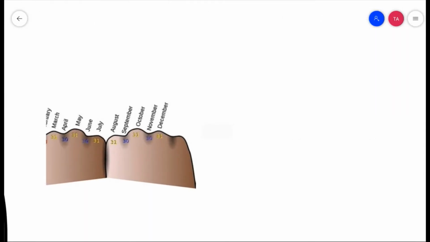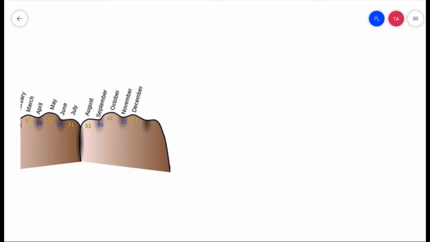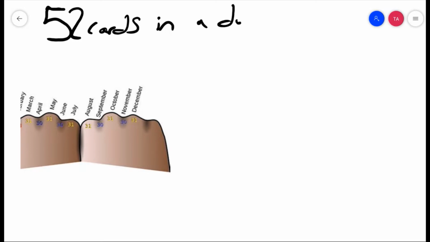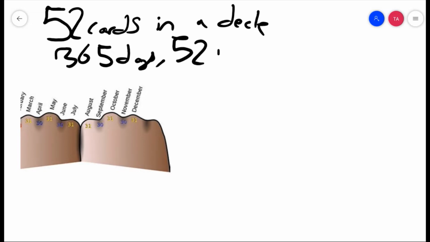Next up, there's a few important pieces of information that you should know, because the UCAT just expects you to know this. So there are 52 cards in a deck. In a year, there are 365 days and 52 weeks.